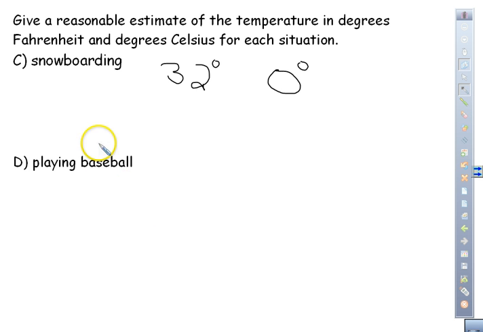Playing baseball, and estimated, when you're playing outside, again, it's the time of the year that you're thinking of when you're playing baseball. If it's during the summer months, then you're probably looking around between the 80 and 90 degree temperature. Okay, so I'm going to say around 80 degrees. Okay, anything between 80 and 90 is perfectly fine.